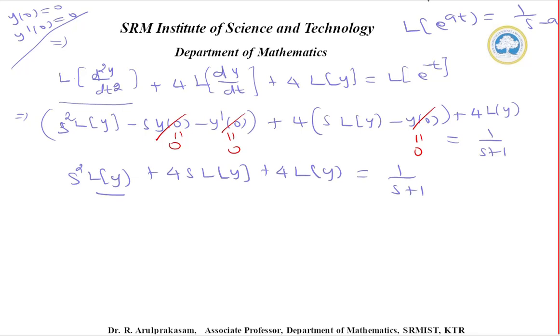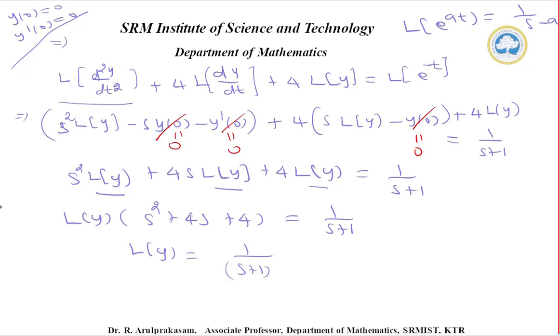Now here I have L of y in every term, so take L of y commonly outside. So what happened? (s² + 4s + 4) L of y is equal to 1/(s + 1). First I have to find L of y. Since it is in multiplication form, it will go to the denominator side, so it becomes a division form.